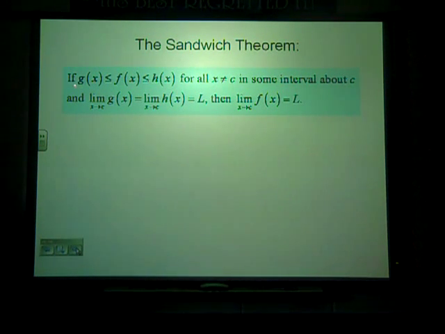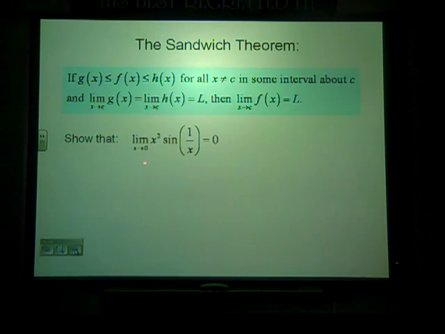If you read it in notation, if g of x is less than or equal to f of x, which is less than or equal to h of x, for all the x's not equal to c in some interval about c, and the limit as x approaches c of g of x equals the limit as x approaches c of h of x equals L, so these two are the same, then this limit has to be the same also. The limit as x approaches c of f of x also equals L. Okay? So let's look at this nice messy function.